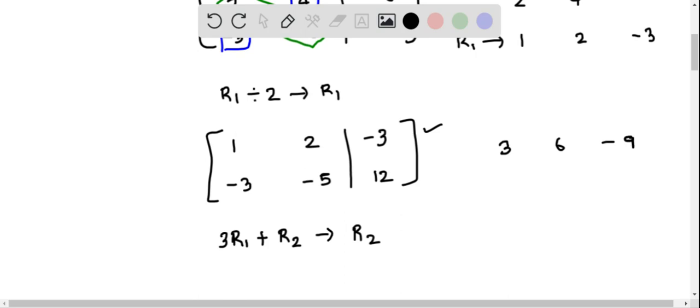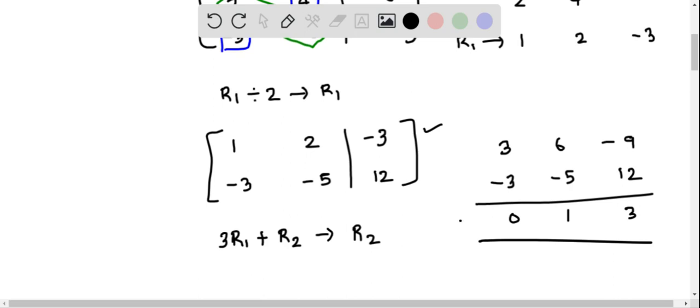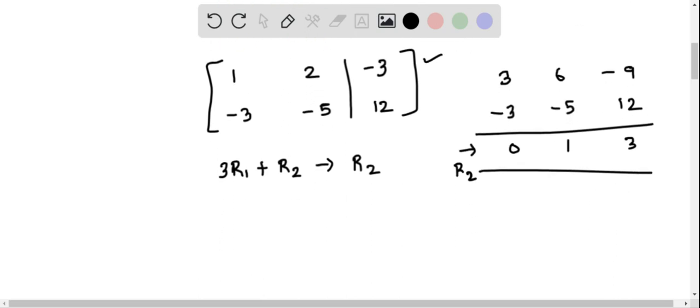And add with the row 2 elements. So I write down the row 2 elements below this, that is -3, -5, and +12. Now we add these two together. 3 minus 3 is 0, 6 minus 5 is 1, and 12 plus -9 equals 3. So this is the updated row 2. I write down the row 1 elements as they are, that is 1, 2, -3, and the row 2 elements as we have done here, that is 0, 1, and 3.